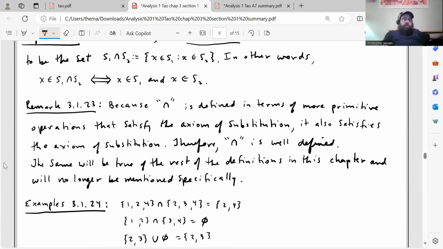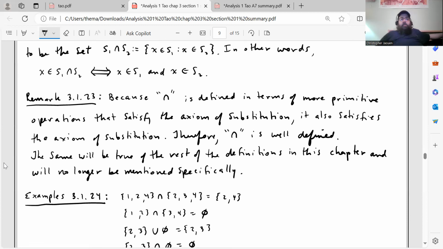Right, that's the definition. Here's a remark. Because intersection is defined in terms of more primitive operations that satisfy the axiom of substitution, it also satisfies the axiom of substitution. Therefore, intersection is well defined. The same will be true of the rest of the definitions in the chapter and will no longer be mentioned specifically. But just be aware that all these operations can be shown to be well defined. They all satisfy the axiom of substitution.